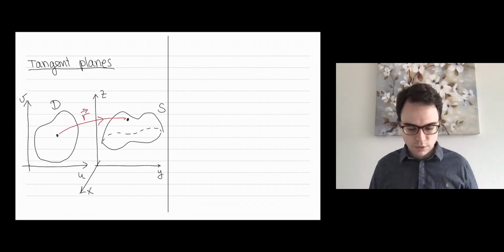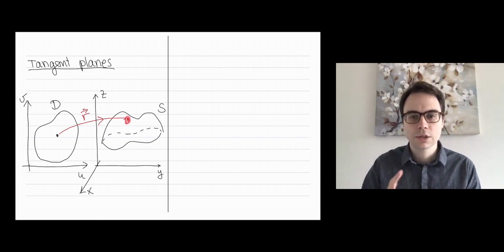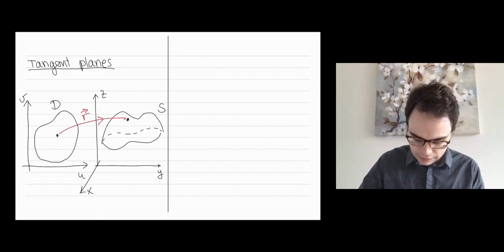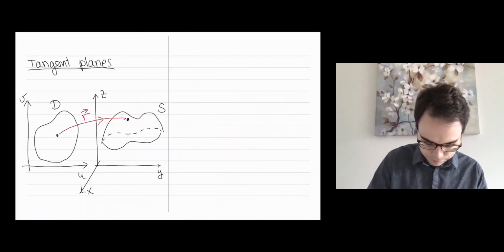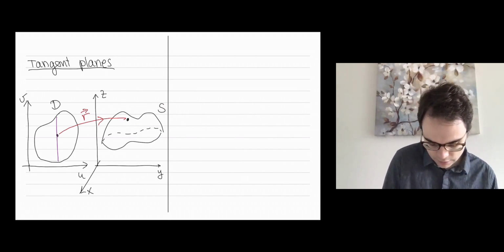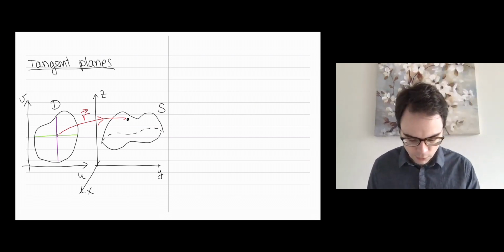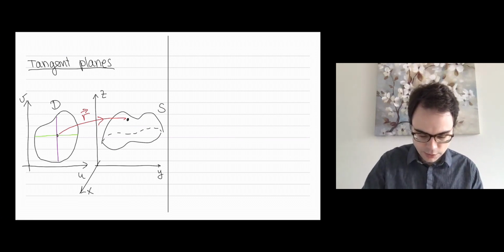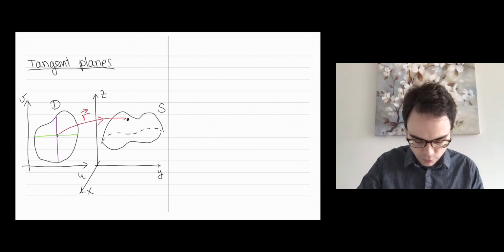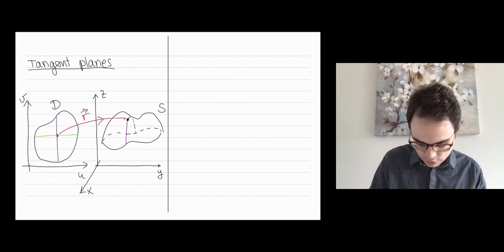Okay, so let's say we're interested in the tangent plane at this point over here. So here's what I'm going to do. I'm going to look at the vertical purple line, so the constant u line, and the constant v line. Okay, so the constant u line is mapped to r, to some, not a line, but to a curve, right? Here's the constant u curve on my surface, and the constant v line is mapped to some other green curve.